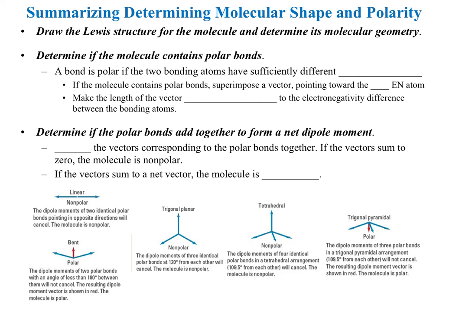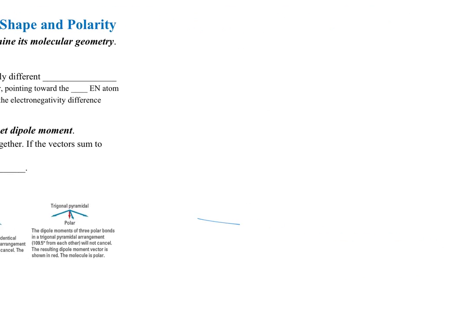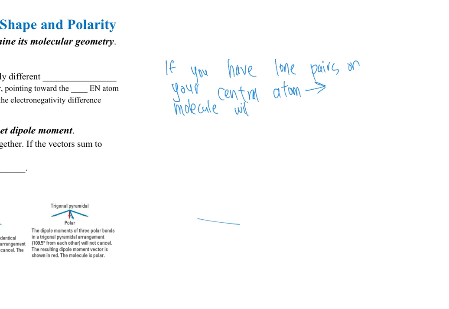So I'm actually just going to do a little aside here. We can go through vector addition and all of that, but the general gist is if you have lone pairs on your atom or on your central atom, your molecule will be polar, because the dipoles do not cancel out, unless your molecule happens to be a symmetric molecule.